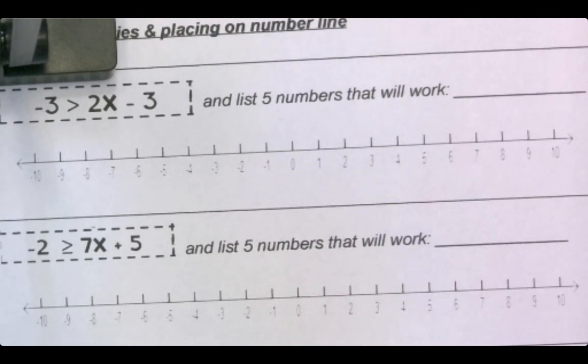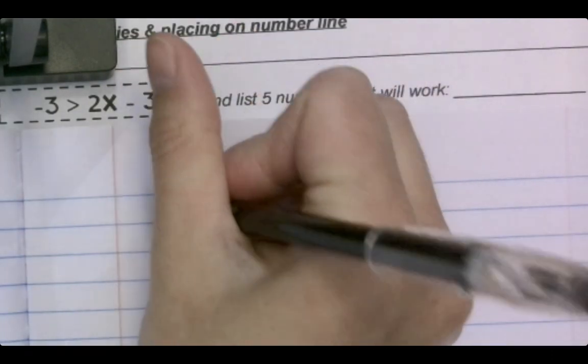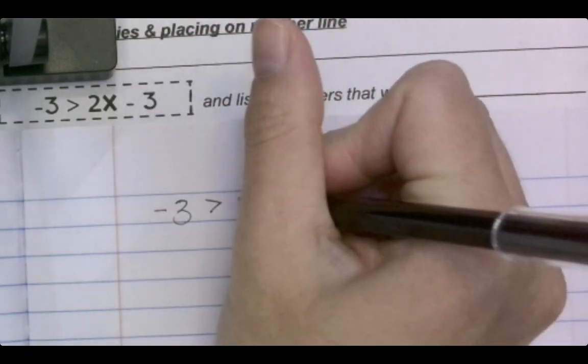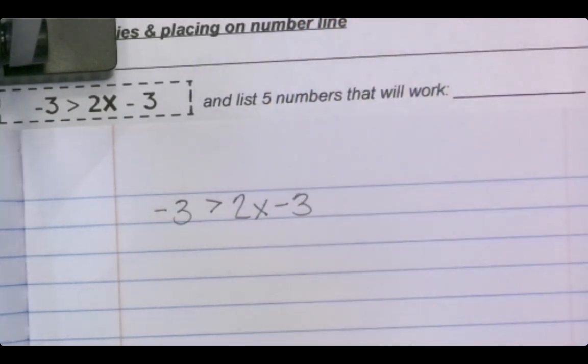And what I'm going to do is bring in my notes here. That way I have some space. So I have -3 is greater than 2x minus 3.